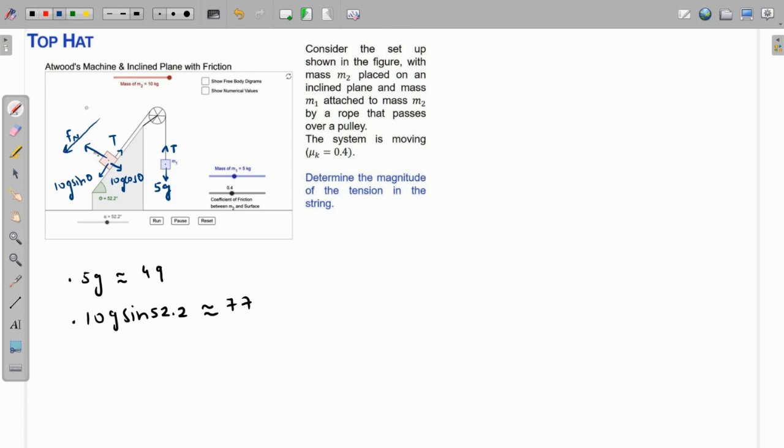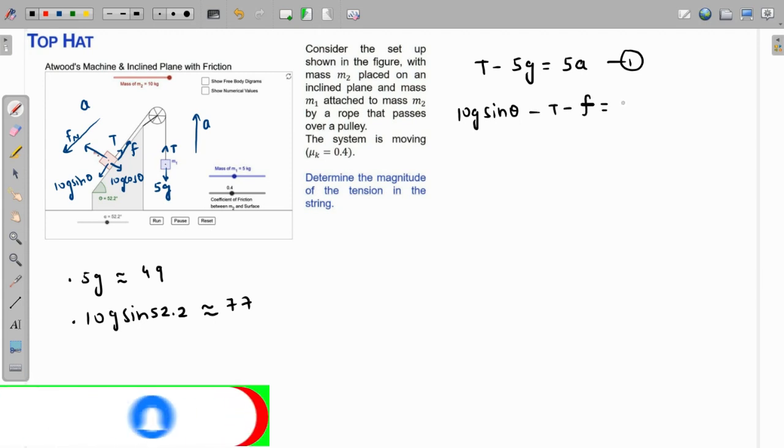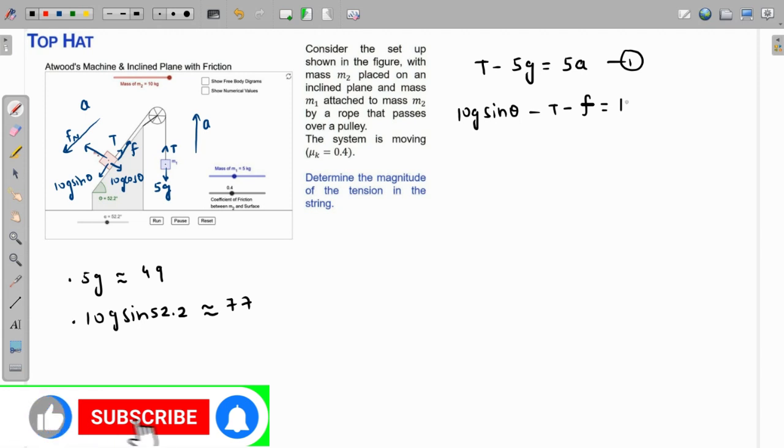So let's say the acceleration is a, and it is up this side, so definitely the friction will act in the opposite direction as shown over here. As far as the equations of motion are concerned, by Newton's law, T minus 5g is equal to m1a. m1 is 5, so that's 5a. That's equation number 1. Then we have 10g sine of theta minus T minus friction is equal to m2a, where m2 is 10, so that's 10a once again.